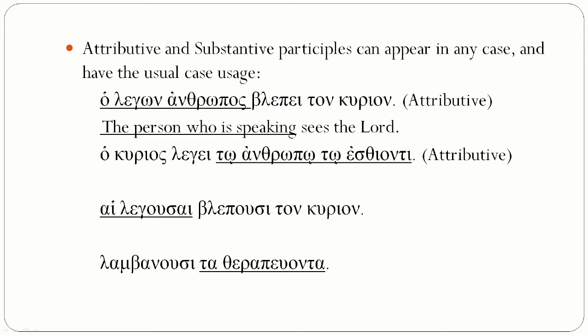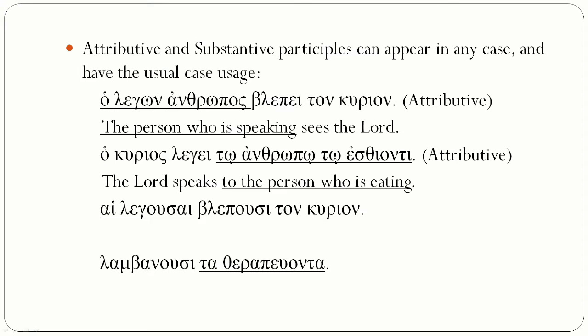All right, so your main part of the sentence there, ha kurios lege, the Lord speaks, the Lord is speaking. The Lord speaks to the person who is eating. The to comes from the fact that to anthropo to esthionti is dative. So that entire phrase tells you who the Lord is speaking to.